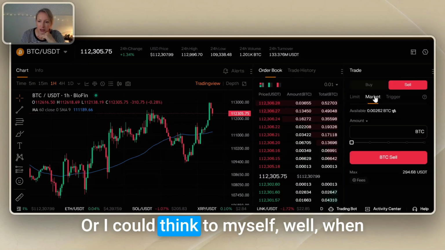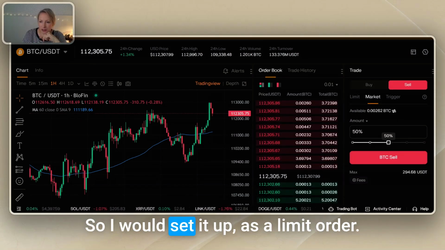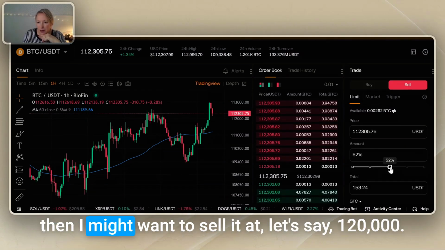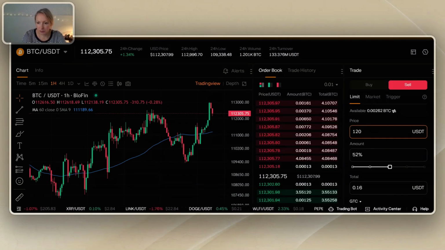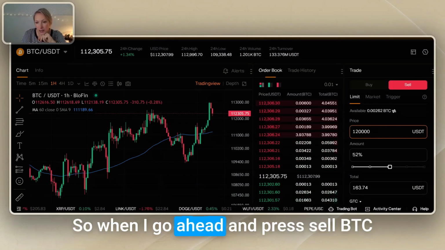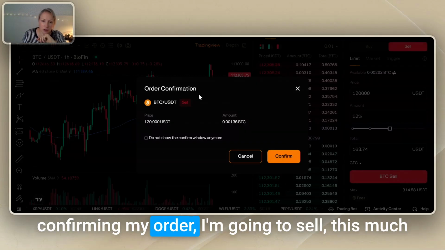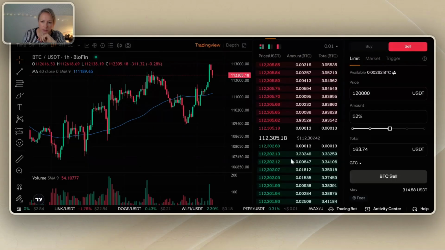Or I could think to myself, well, when Bitcoin hits 120, I'm going to sell it. So I would set it up in a limit order. Let's say I want to sell half of what I've got, and then I might want to sell it at, let's say, 120,000. So when I go ahead and press sell BTC, confirming my order, I'm going to sell this much Bitcoin at this price, and I'm going to confirm it.